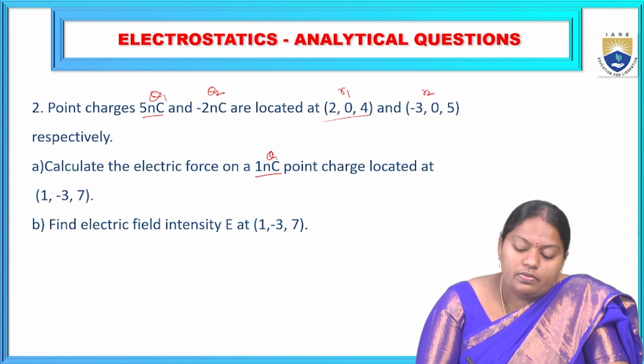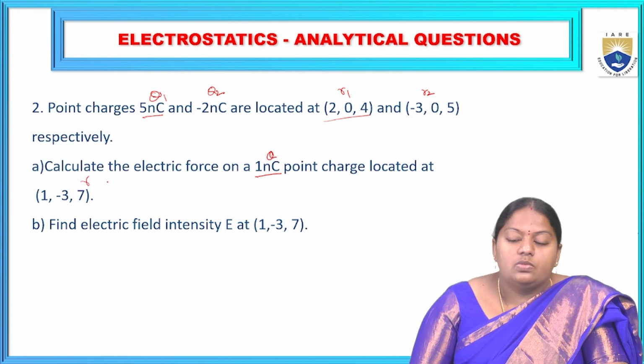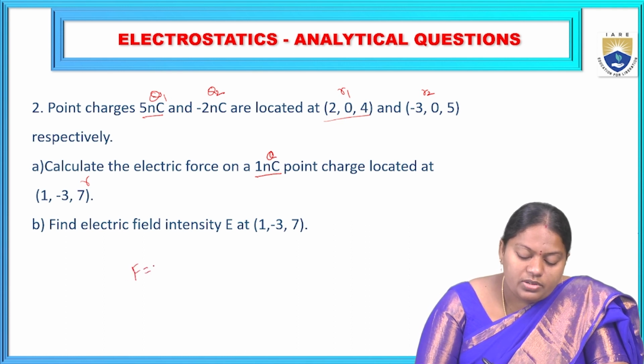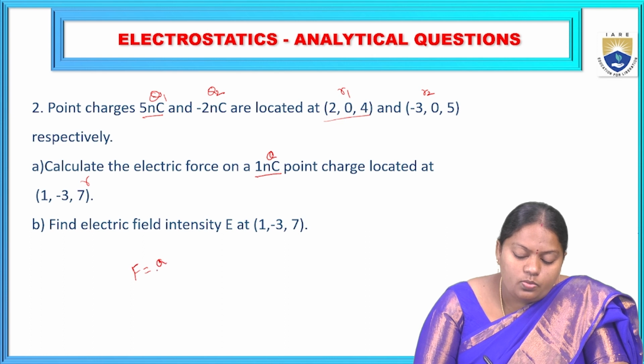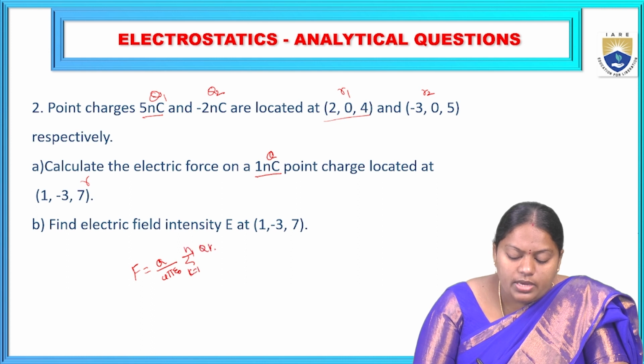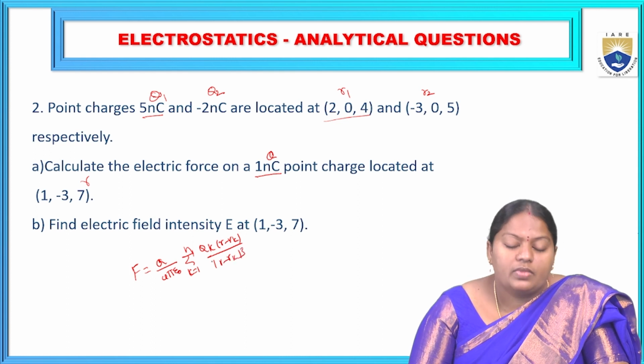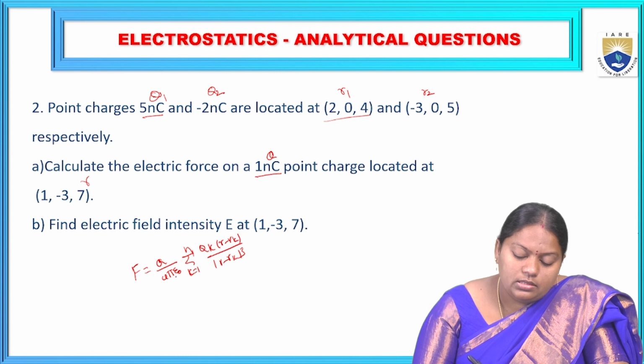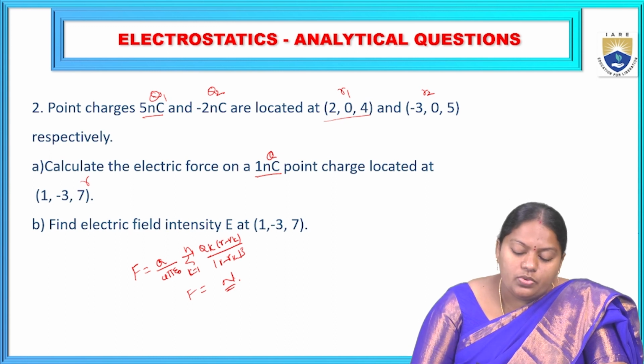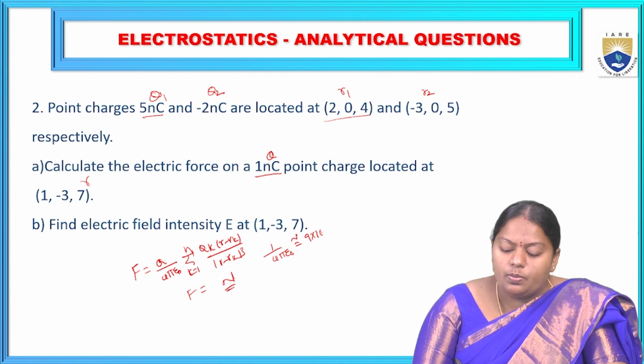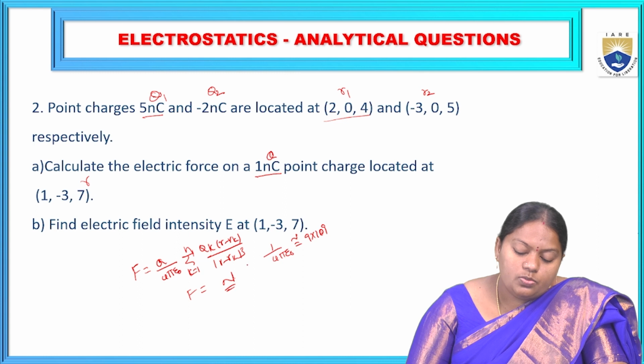Then here the Q value is given as 1 nanocoulomb, which is located at R (1, minus 3, 7). So as we know, the formula for the electric force is Q by 4 pi epsilon naught, summation of k equal to 1 to N of Qk into (R minus Rk) by modulus of R minus Rk whole cube. Right? So substitute all these things in this, then you are going to get the value of F, measured in newtons. And as we know, the 1 by 4 pi epsilon naught value is approximately equal to 9 into 10 power 9. Okay. So everything needs to be substituted.